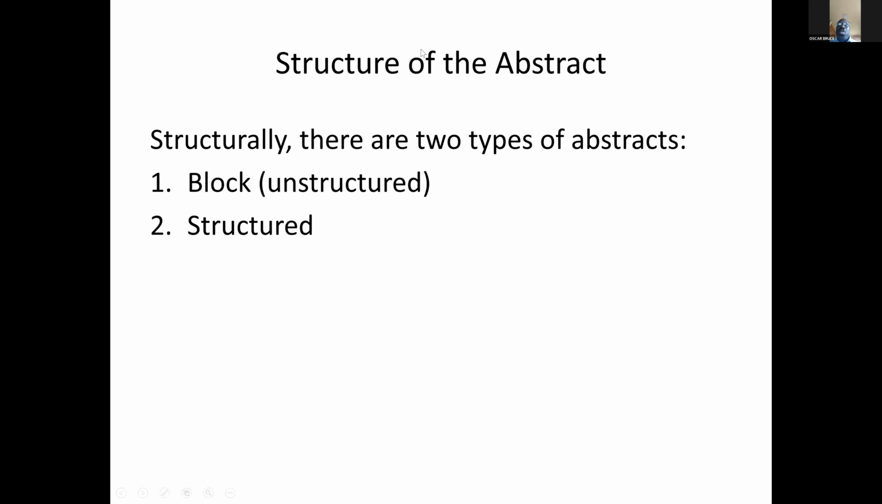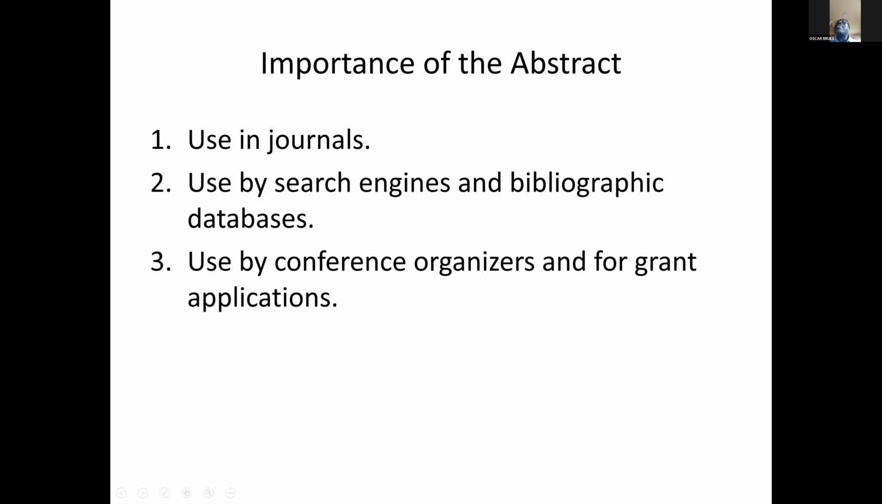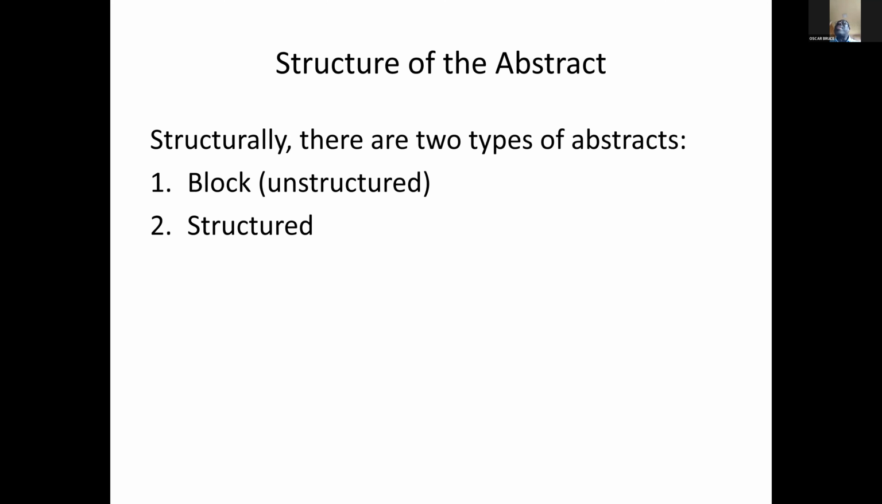Structures of the abstract. Structurally, there are two types of abstracts: the block or unstructured type, and the structured type. In the case of the former, the entire abstract is in one piece, whilst in the latter, it is broken up into 4 components, labeled appropriately and placed in order. This usually applies to informative abstracts.